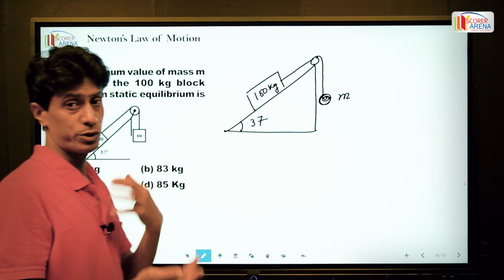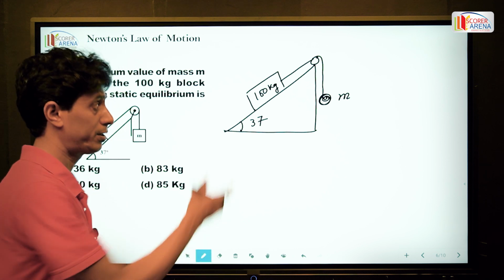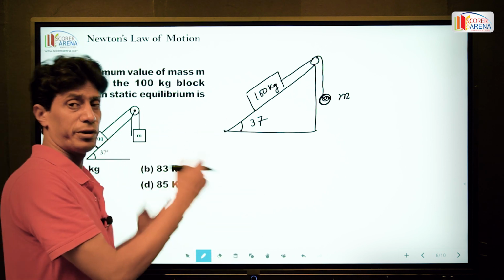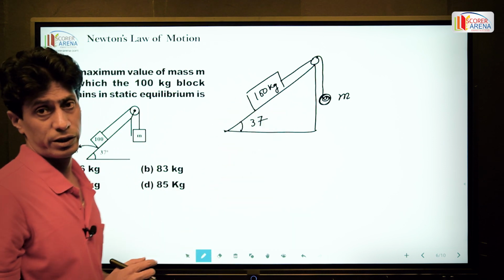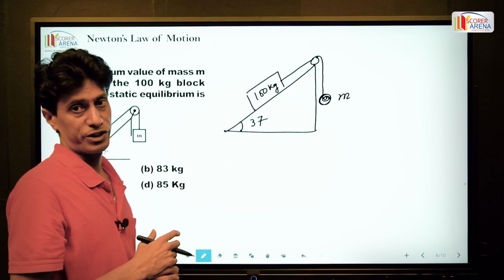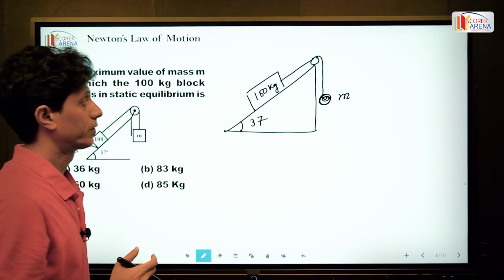Here two types of questions are sometimes asked. One question is, what is the maximum value of mass that can be hanged from the other end of the string? Or the question may also ask, what is the minimum mass required for this body to remain in equilibrium condition? Here the question asked is the maximum value.